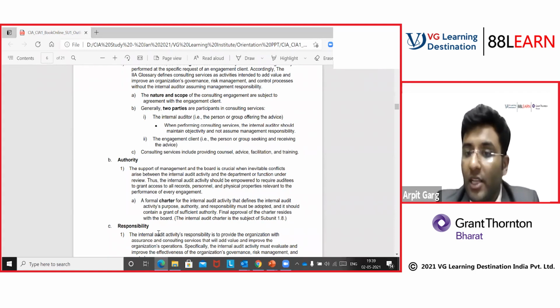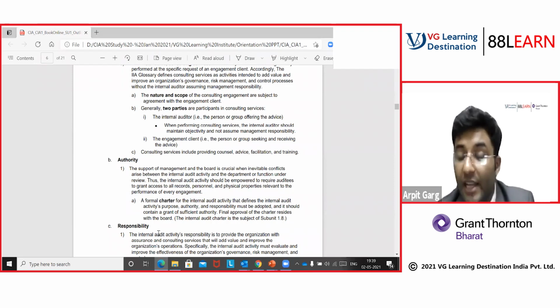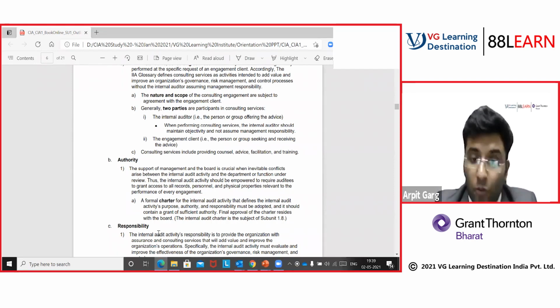So exactly what I was telling you guys a couple of minutes back, that there is an internal audit charter that is developed that gives us the authority that we can have unlimited access to the records of the company. It also gives us authority on where to approach, whom to approach in case there is a conflict that arises. The internal audit charter is ultimately approved by the board.